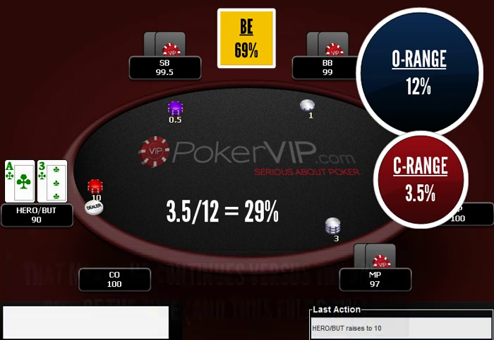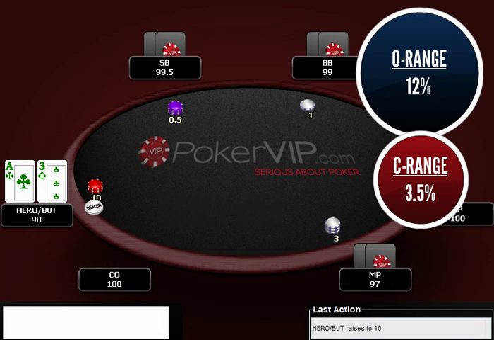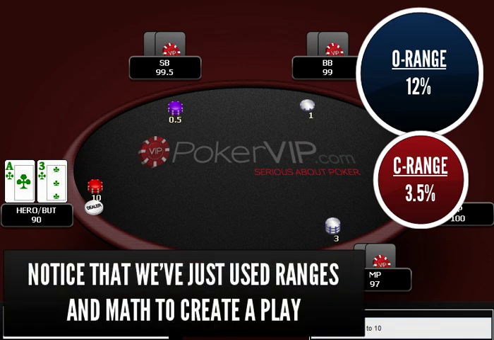Not very complicated. And as we see, we need at least 69% of folds to break even. We think we're going to get around 71% of folds, and as played, we expect that this is going to be an outright profitable bluff. Not very outright profitable by any stretch, but at least a little bit. So that's kind of the first way that you can think about this.